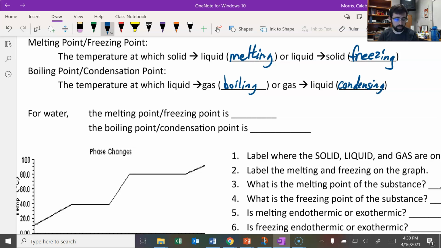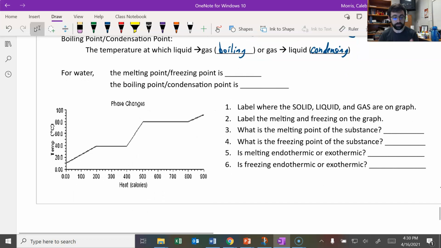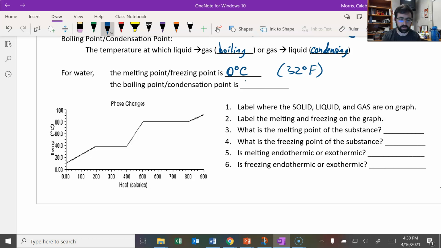For water, these are pretty common numbers. The melting point or freezing point for water is 0 degrees Celsius. And if you think in terms of Fahrenheit, it's 32 degrees Fahrenheit. By the way, what's that in Kelvin? It's 273 Kelvin. Okay. The boiling point or condensation point of water, that's where it boils, that's 100 degrees Celsius. Or if you want to know in terms of the Fahrenheit system, it's, I think, 212 degrees Fahrenheit, which is 373 Kelvin.